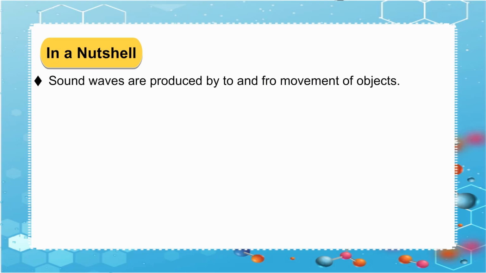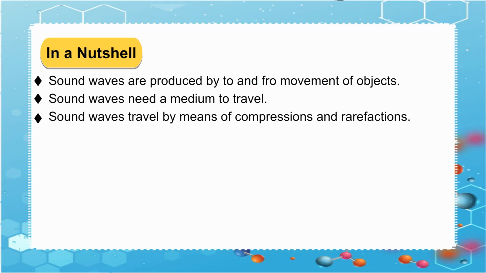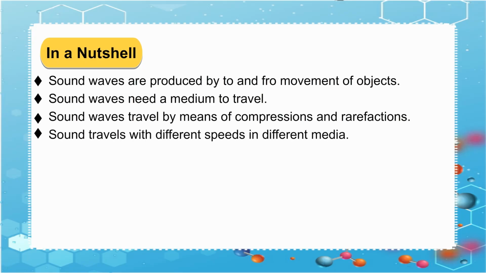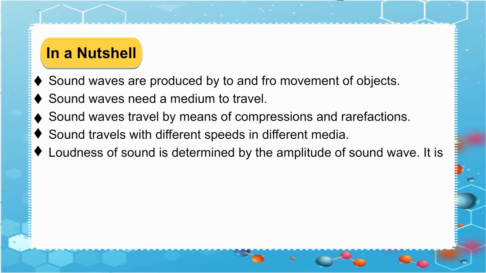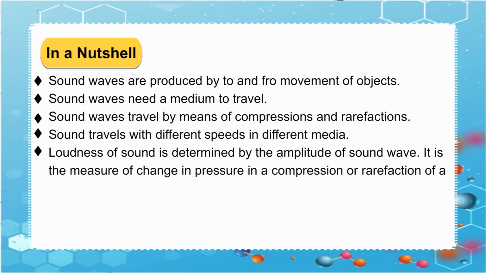In a nutshell, sound waves are produced by to and fro movement of objects. Sound waves need a medium to travel. Sound waves travel by means of compressions and rarefactions. Sound travels with different speeds in different media. Loudness of sound is determined by the amplitude of sound wave. It is the measure of change in pressure in a compression or rarefaction of a sound wave.